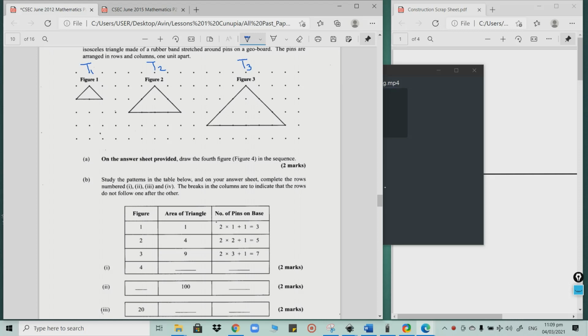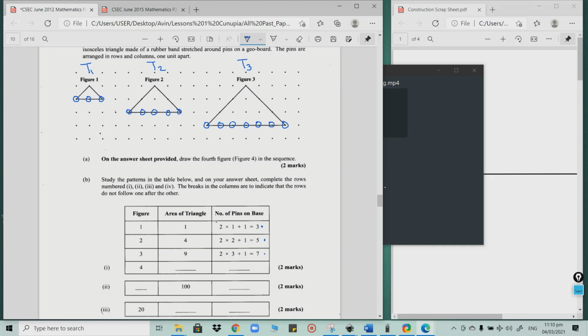They're asking us questions on the area of the triangle as well as the number of pins on the base. Now the base will be here. So let's see if the table makes sense. The first triangle, the base has how many pins? 1, 2, and 3. Yep, it does have 3 pins. The next one has 1, 2, 3, 4, 5. Do they have 5 here? And just to confirm, 1, 2, 3, 4, 5, 6, and 7. All right, they have 7 here.